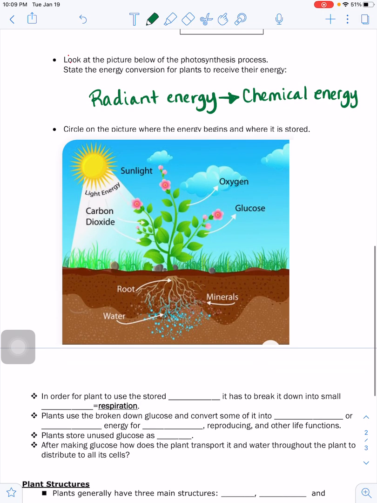Circle on the picture where the energy begins and where it is stored. Where the energy begins is right here, the light energy from the sun. Where it is stored is in the leaves, glucose.